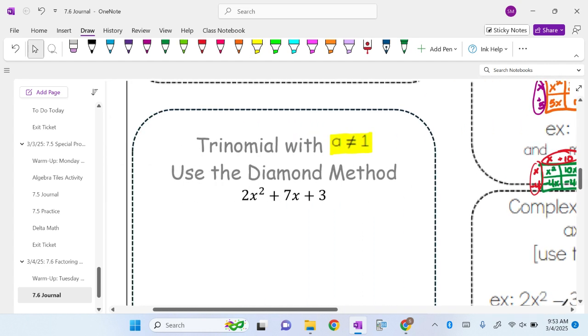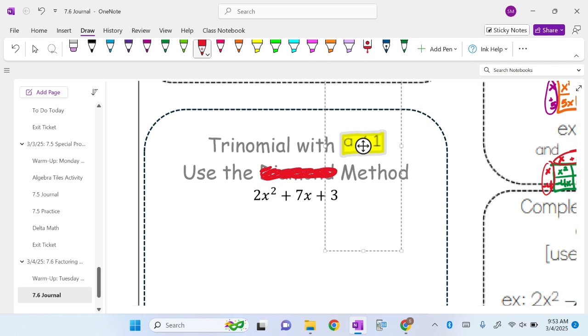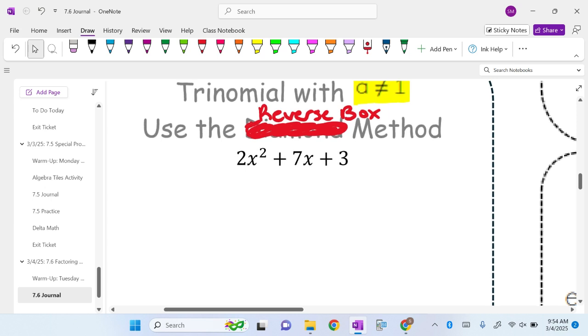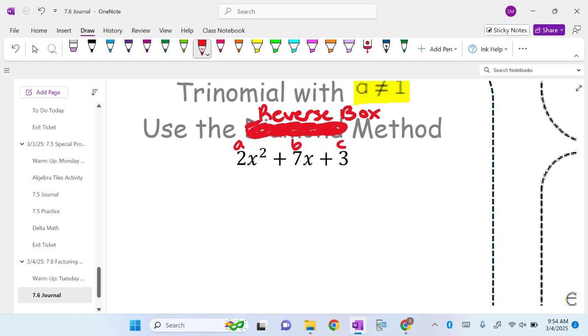So the first method is what I see most of you guys prefer. And so it's referred to as the diamond method, but in reality, it's reverse box. It's the same thing. So remember, we always start with our big X. So label ABC, and we always start with big X. Don't forget that A times C goes on the top and B goes on the bottom.